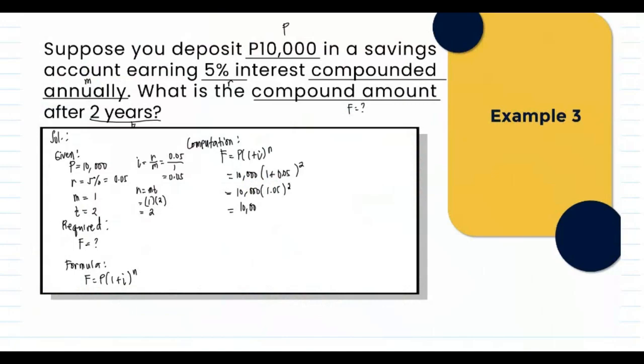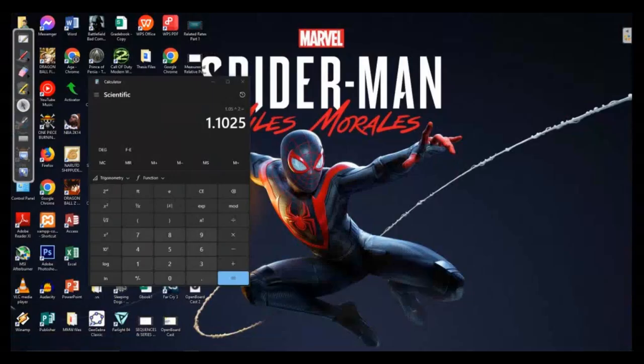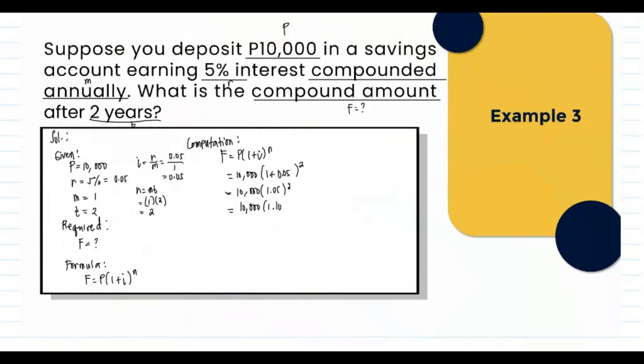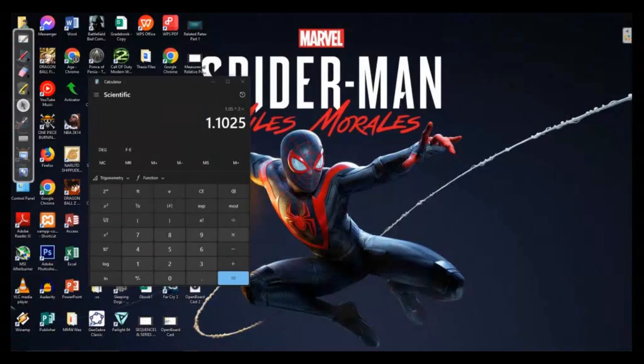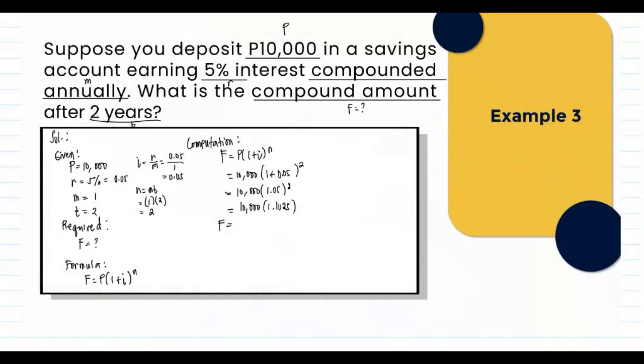So 10,000 times 1.1025. So we just calculate this times 10,000. So we get now 11,025. So 11,025 is your compound amount or the future value. So if we are going to answer the problem, for the conclusion, what is the compound amount? The compound amount will be 11,025 after 2 years.